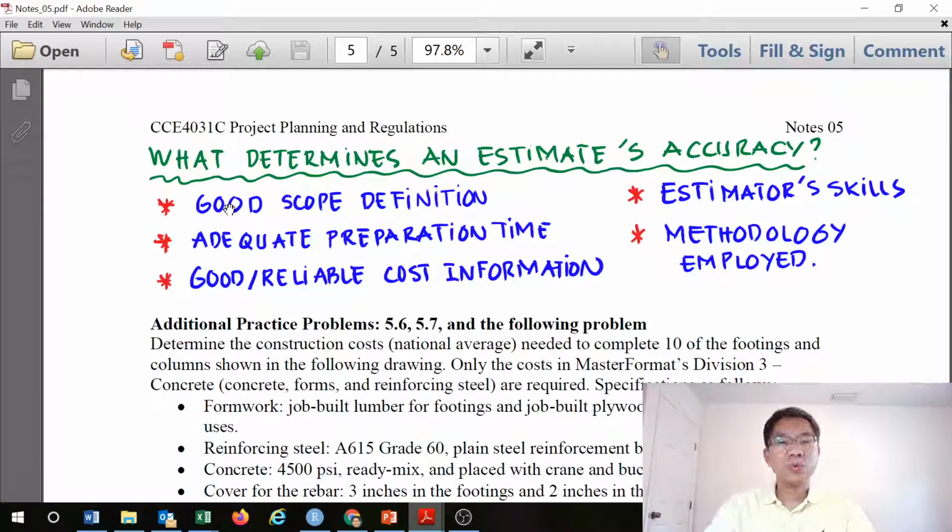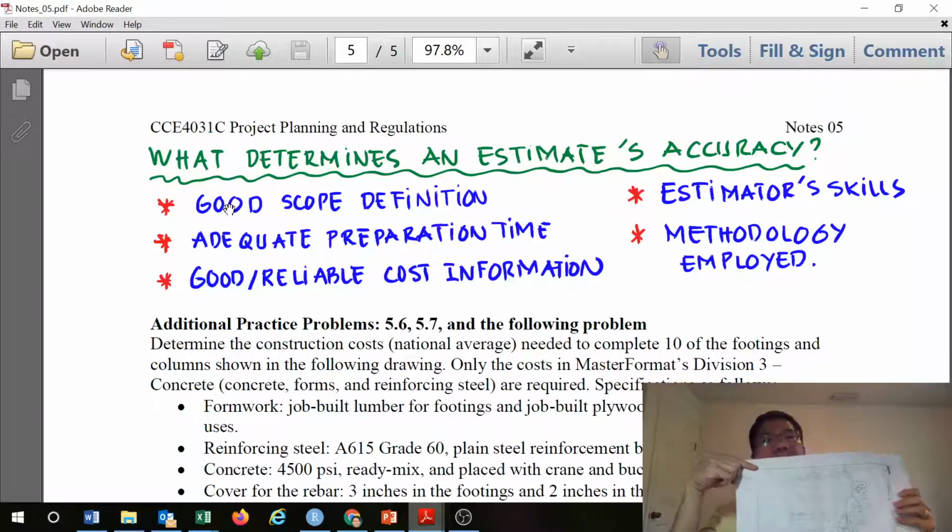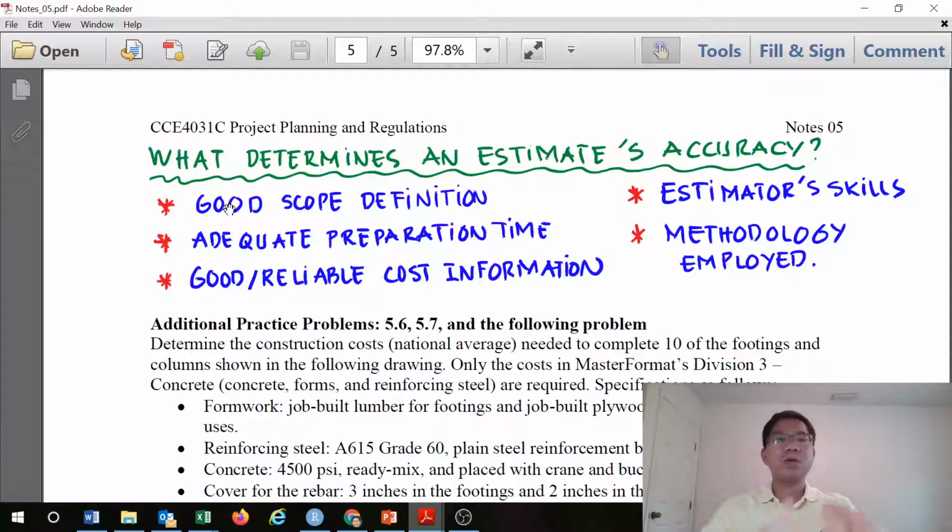First, we need to have a good scope definition. What is the project asking to do? What is the scope of work? What is the boundary of the project? All of that, and then being able to read the drawings, and that is the scope definition. If we don't have a good scope, then of course it tends to under- or overestimate the project.